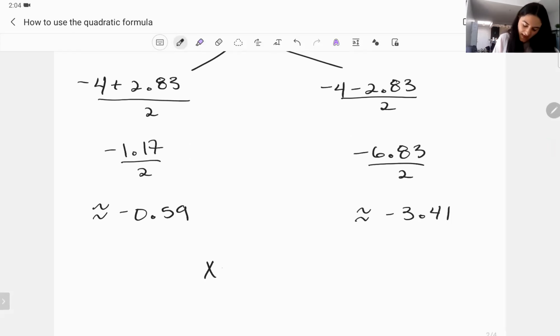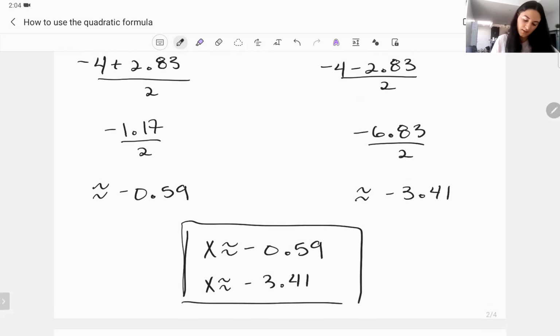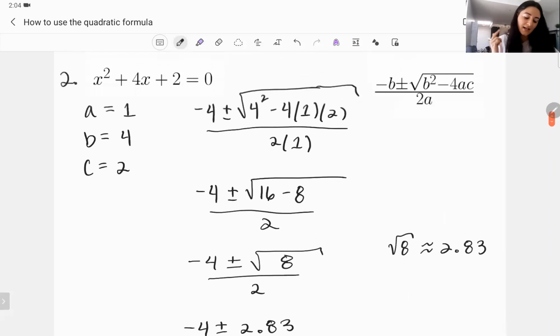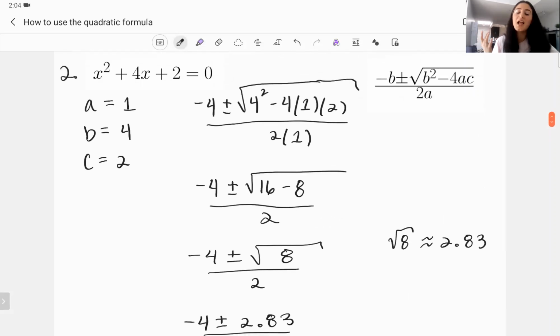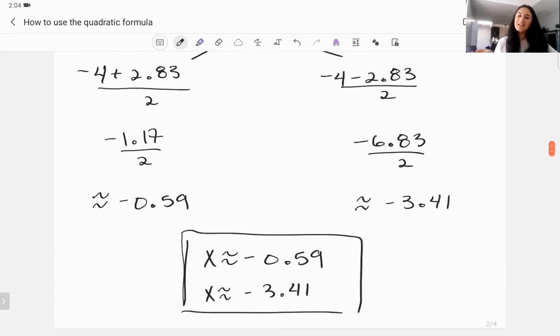Okay, so what did we just do? We figured out that x is equal to negative 0.59 and negative 3.41. And let me go through and change these equal signs to approximately because I did round to 2 decimal places. So these would be your final answers. So we started with this equation up here, x squared plus 4x plus 2 equals 0. And we wanted to solve that for x, and we did. And we got 2 answers. X was about negative 0.59 and negative 3.41. So hopefully that makes sense.